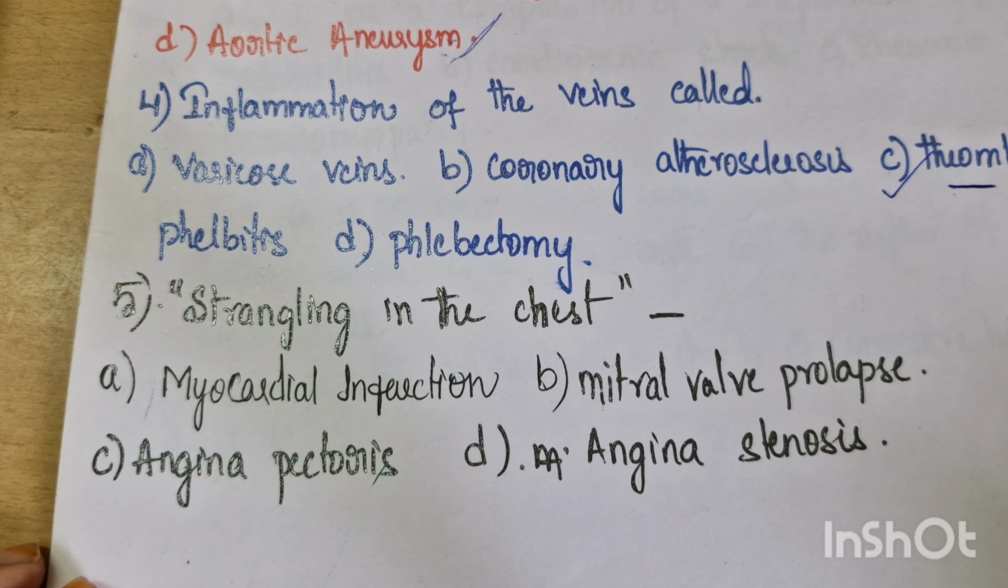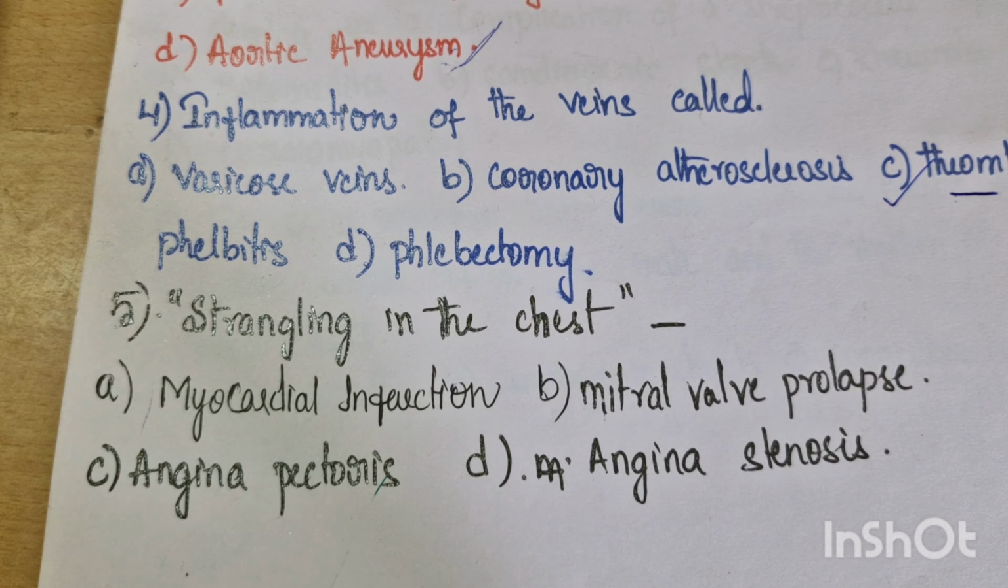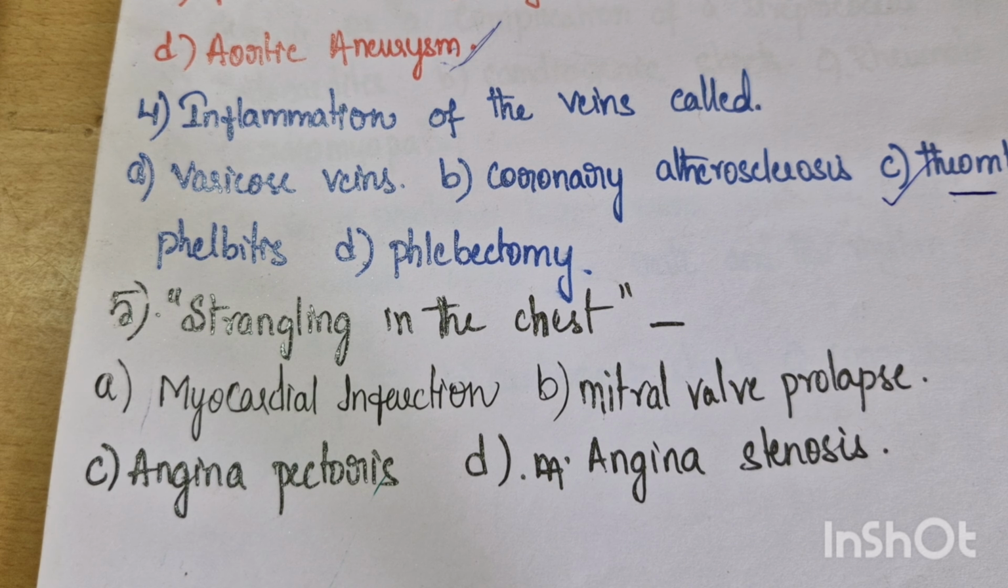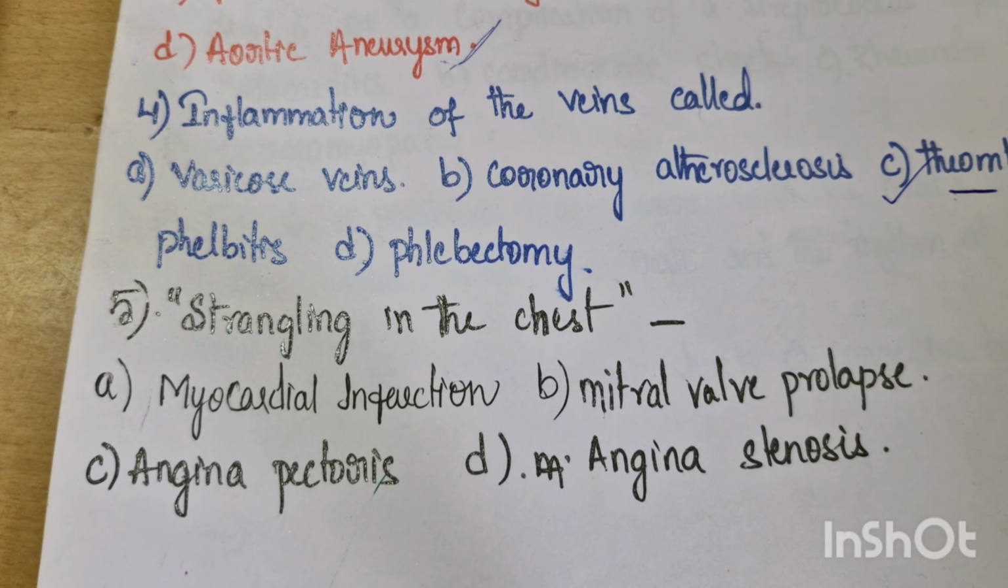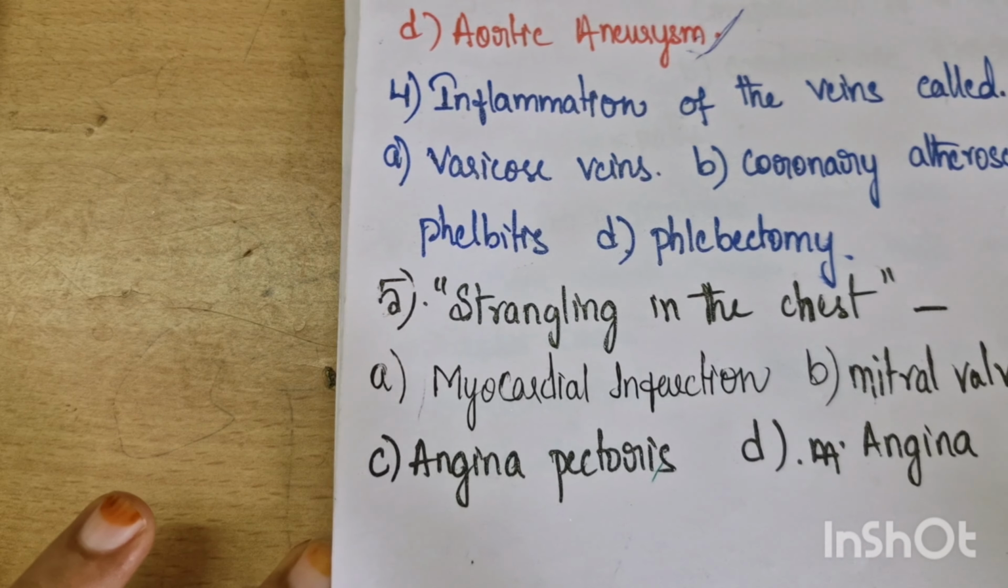And the next one is the strangling in the chest. What do you mean? What does strangling in the chest mean? Okay, strangling is just like a pain. Pain, tightness, a tight squeezing. Okay, so the options they have given here are: myocardial infarction, mitral valve prolapse, angina pectoris, and angina stenosis. Can you guess the answer? So the answer is angina pectoris.